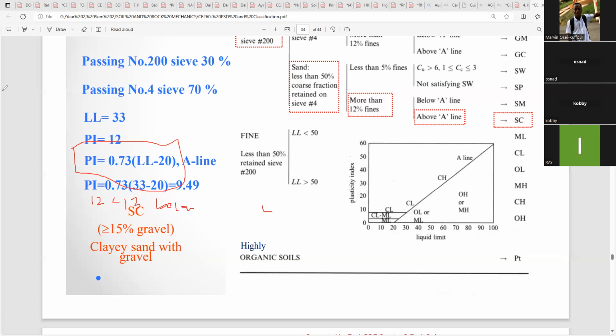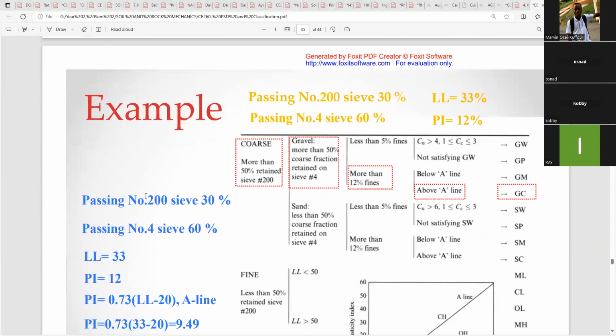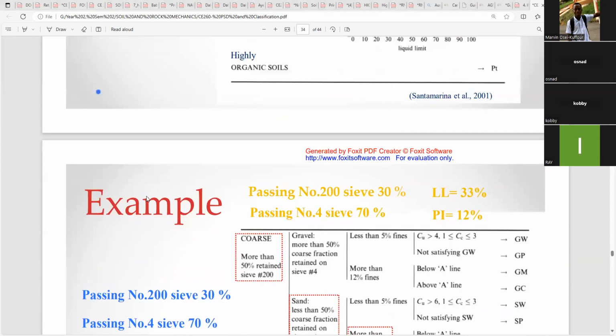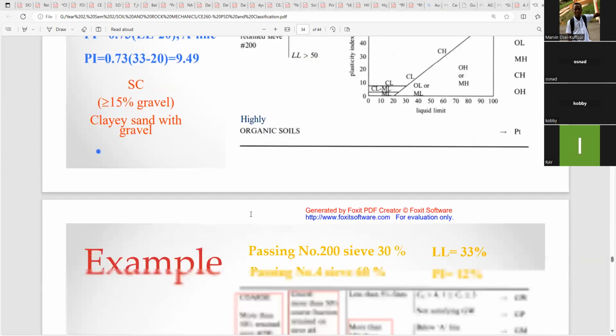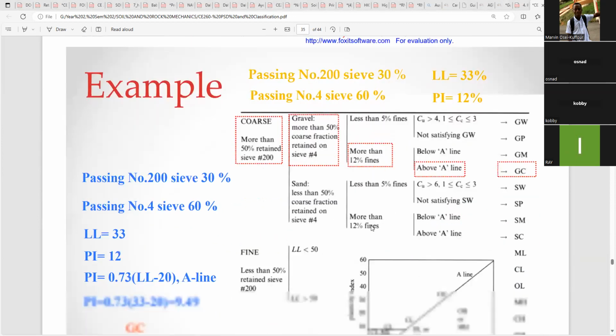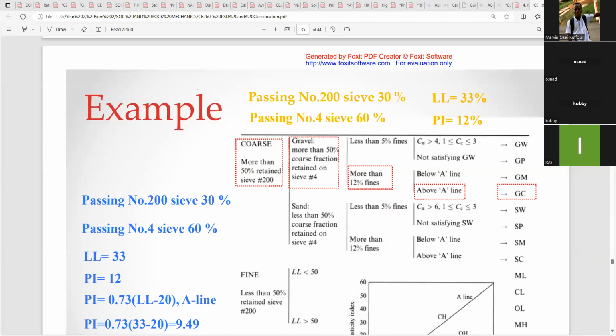Can I continue, or is there a question? No, please, you can continue. Okay, thank you very much. Okay, so this is what we did. Okay, fine. Let's try this. Let's try and see whether it conforms with what is here.